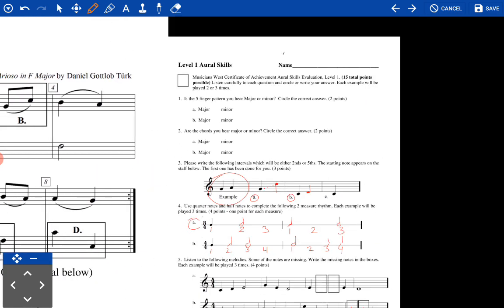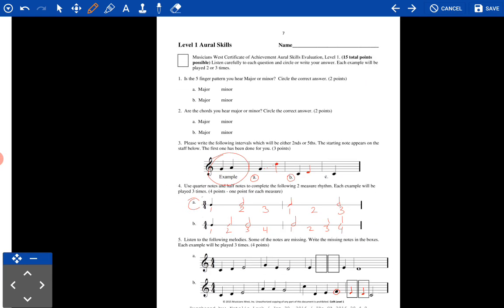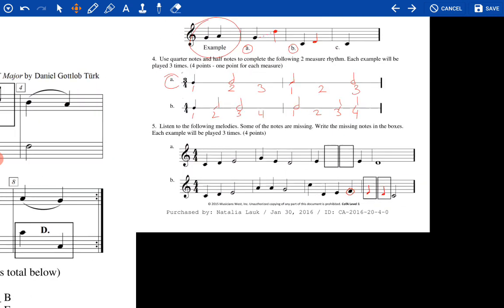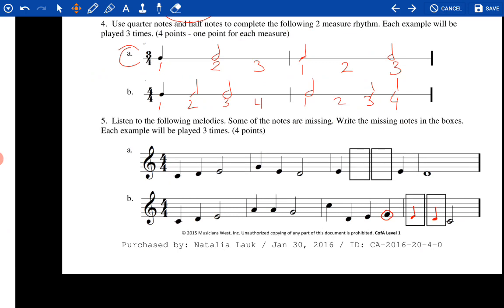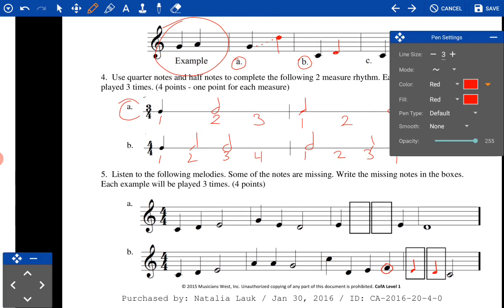Okay, let's continue with number 5, which is the last assignment in the aural. Following melodies. Some of those notes are missing. Write the missing notes in the boxes. Each example will be played 3 times. Okay, let me play it first for you. So those notes are missing. Right? So right here in measure 3, you have to write those 2 notes in.